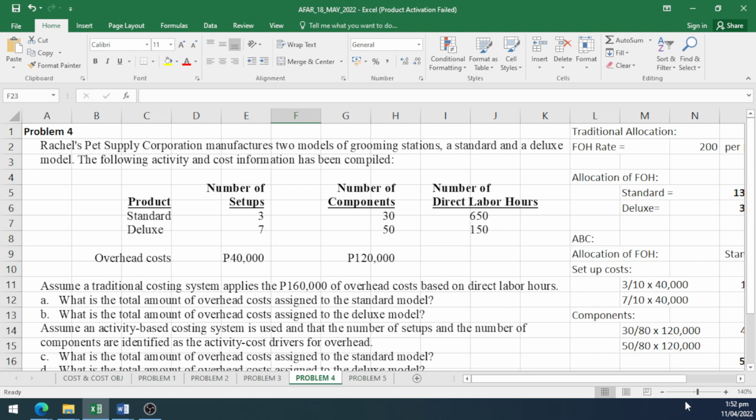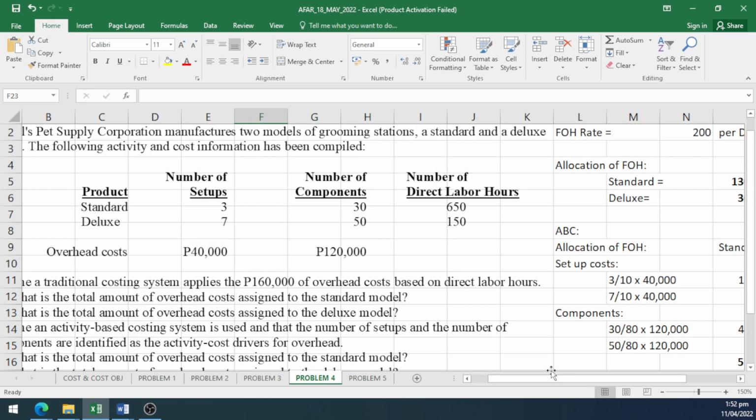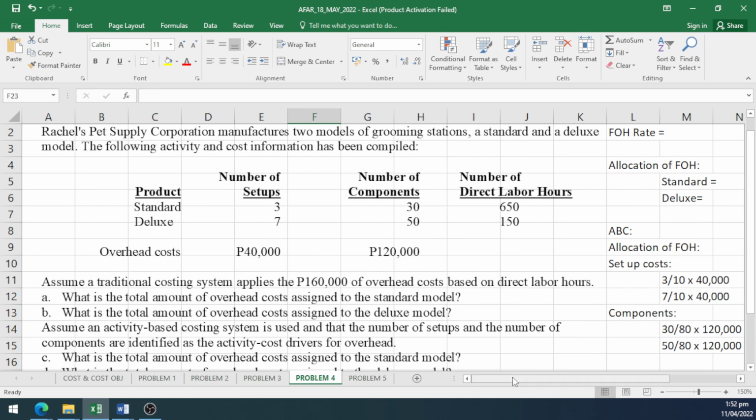Assume a traditional costing system applies. The total overhead is 160,000. And if we base that on DLRs, co-compute natin yung overhead rate based on DLRs.